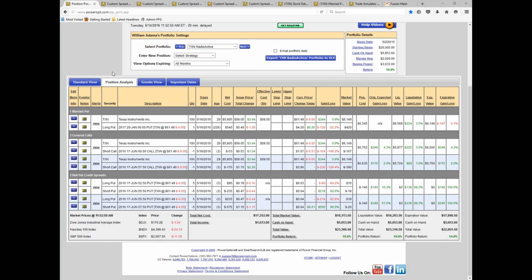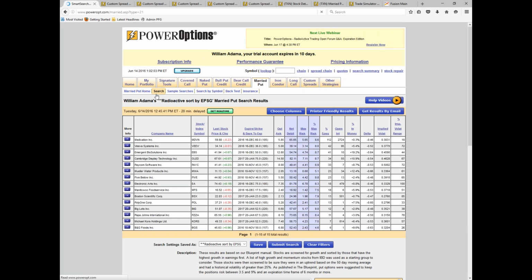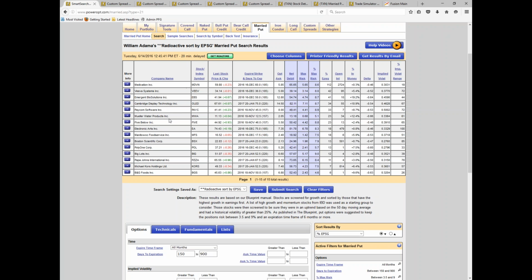All right, very quickly, I'm going to show two quick things here. I'm going to go to just married put, and I'm going to go to search. The search tool here on Power Options shows us the default radioactive trading parameters and the positions that come up that match that criteria. I'm going to take Viva Systems here because I want to show two things. Number one, let's look at the profit and loss chart of this position.